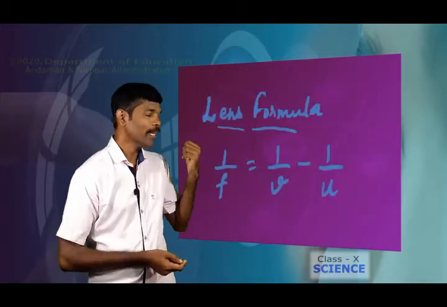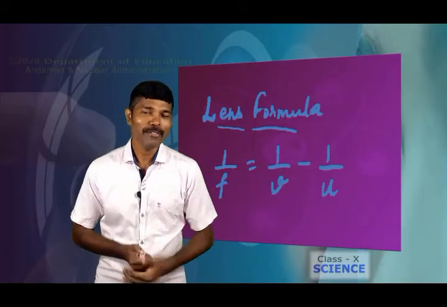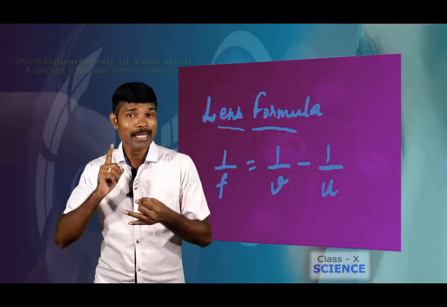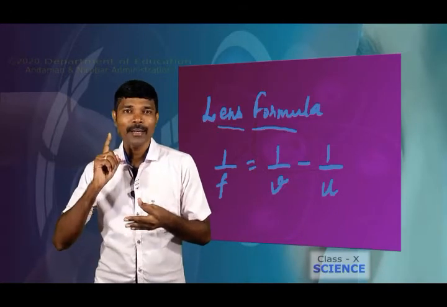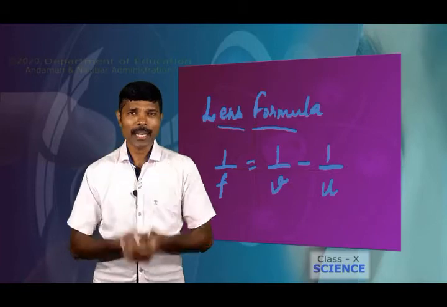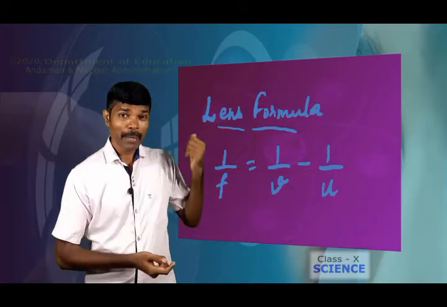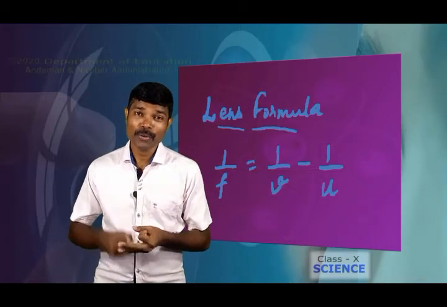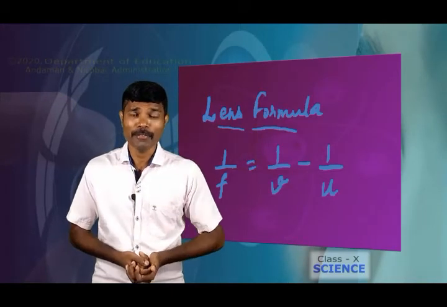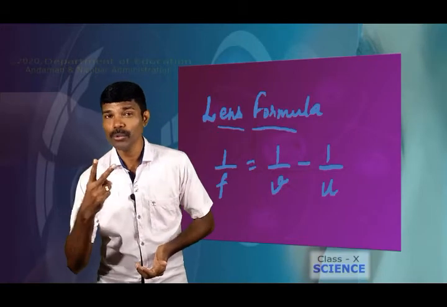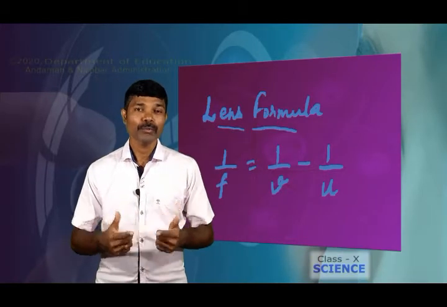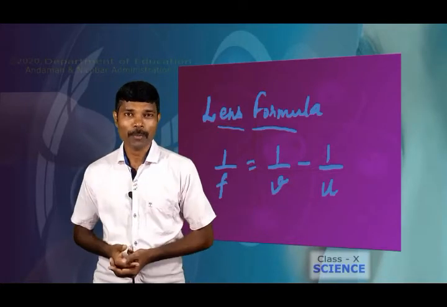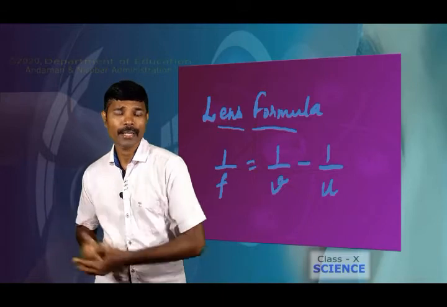Now look at the screen here, you can find that 1 by f is equal to 1 by v minus 1 by u. Here f is the focal length, v is the image distance, u will be the object distance. So all these are interrelated to one another, and by using this formula we can find object distance, image distance, focal length. All these related terms can be found out if we know any two terms. So this is what lens formula is. How this lens formula is used in solving numerical problems, that we will see in the next section.